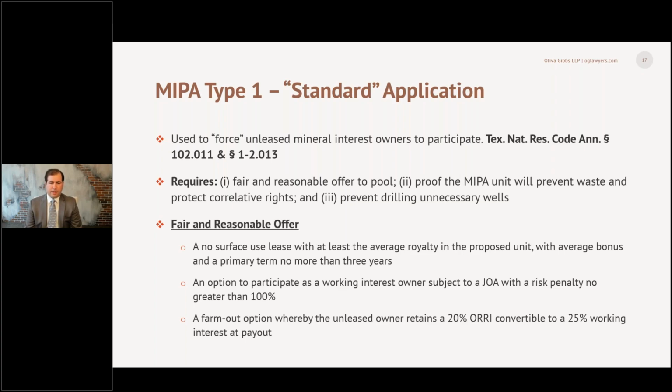And finally, another one would be a farm out option where the unleased owner maybe retains a 20% override in the well that's convertible to a working interest after payout. The courts have found that that is a fair and reasonable offer as well.